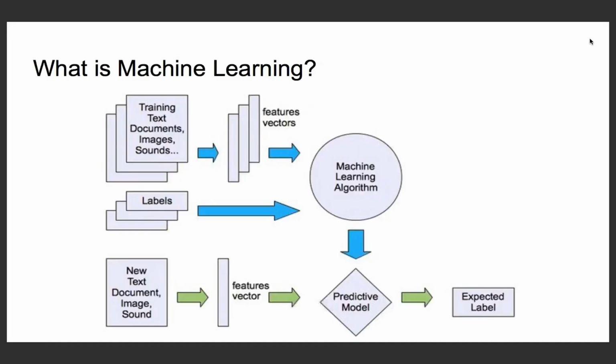So first we need to know what machine learning is, because deep learning is a subfield, or a specialization, of machine learning. The idea with machine learning is that we have a machine learning algorithm that must learn a representation from a group of pieces of data, like documents, images, sounds, or texts, and learn a predictive model that can predict a label.